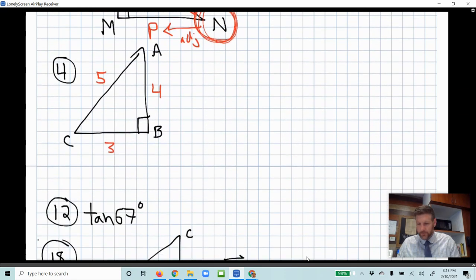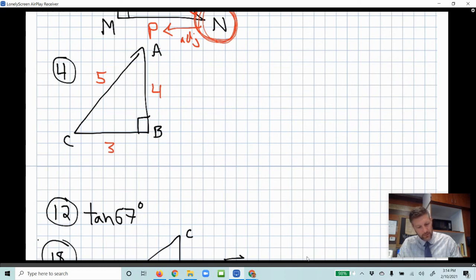All right, let's try another one. Number 4. Write each trig ratio as a fraction and as a decimal rounded to the nearest hundredth. Okay, and they've given us this triangle, a 3, 4, 5 triangle. And then they've said for number 4, tangent of A. So again, there it is, key. We've got our reference angle.